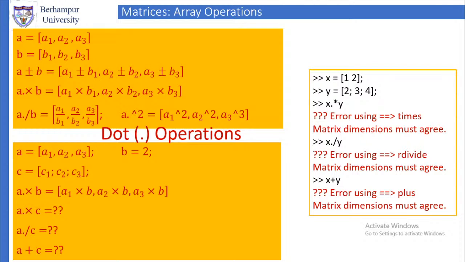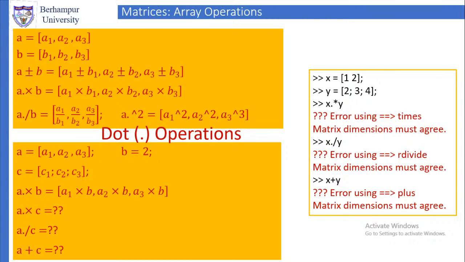Similarly, if I write A is equal to A1, A2, A3, B is equal to 2, C is equal to C1, C2, C3, then A dot star B will be A1B, A2B and A3B. A dot star C will be how much? You have to find out A dot star C. Easily you can say A1 cross C1, A2 cross C2, A3 cross C3. A dot slash C, that way you can write, A plus C you can write.